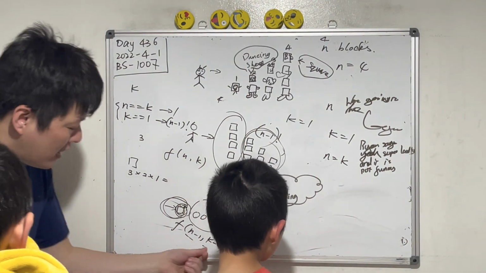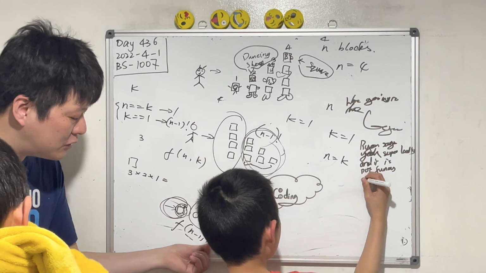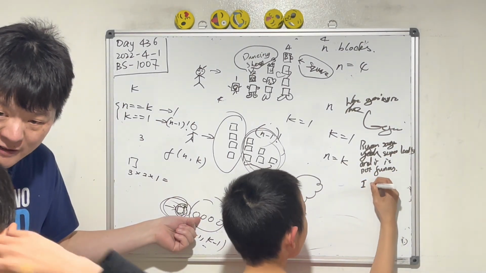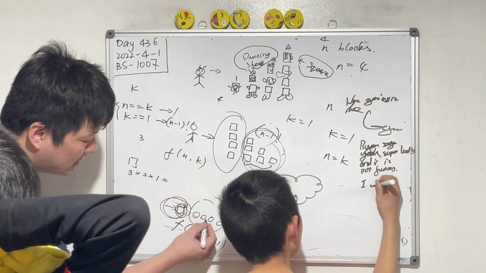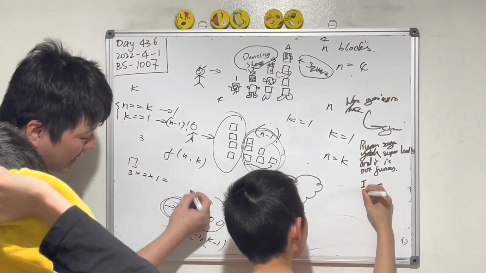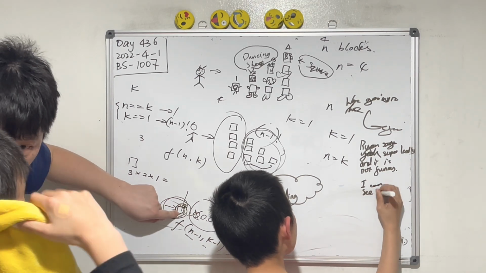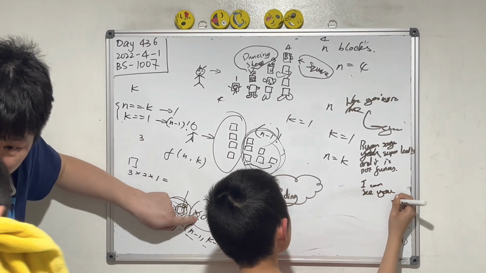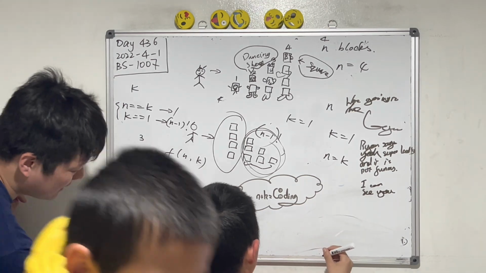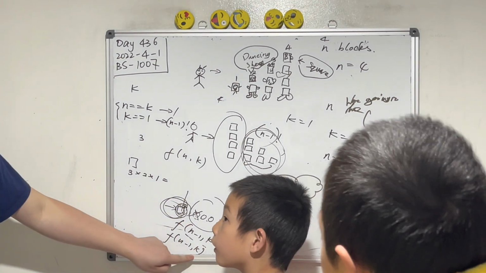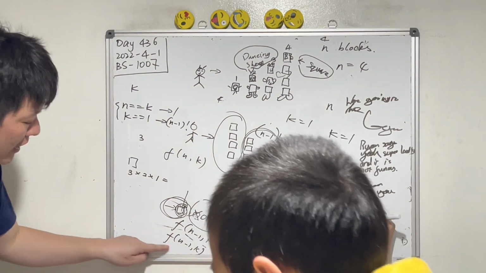Yeah, but I still need to see K blocks, right? Because this block is invisible. Because it's the smallest, it means that it's invisible. The leftmost block blocks it, right? So it's F(n-1, K).